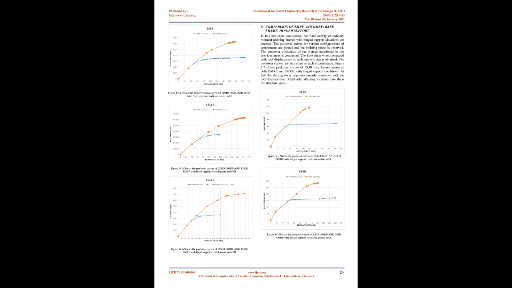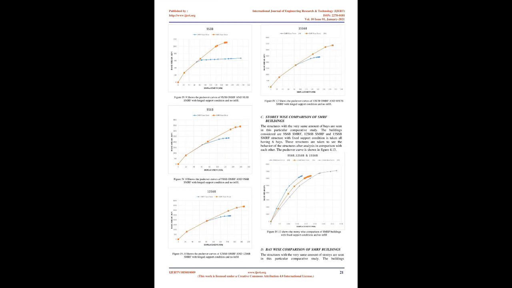For results. A comparison of SMRF and OMRF, bare frame, fixed support. In this type of comparison, the performance of ordinary moment resisting frames with fixed support conditions is considered. The base shear versus roof displacement at each analysis step is obtained. The pushover curves are made in each situation. Figure 4.1 shows the pushover curve for 3-story, 3-bay bare frames designed as both OMRF and SMRF, with fixed support conditions. At first the base shear increases linearly with the roof displacement. After achieving a certain base shear the structure yields.